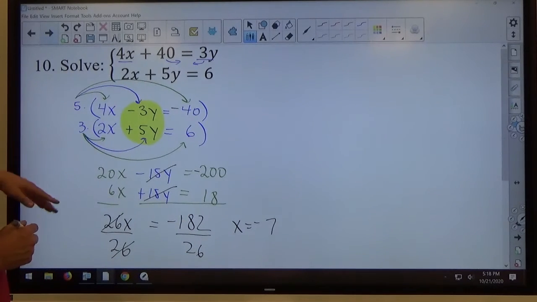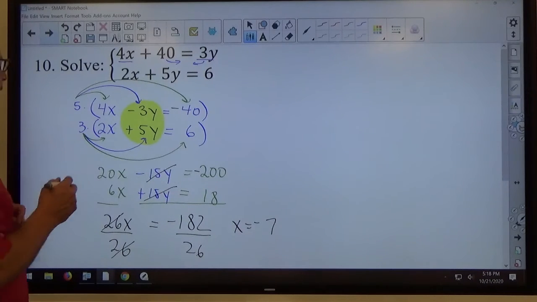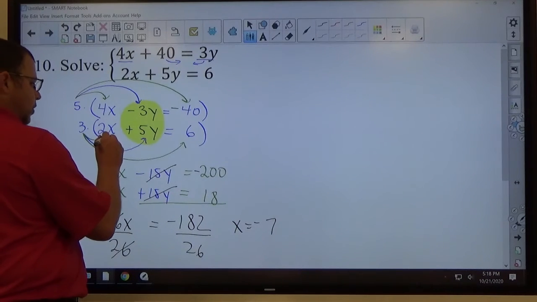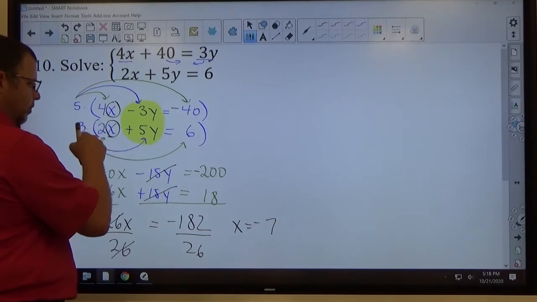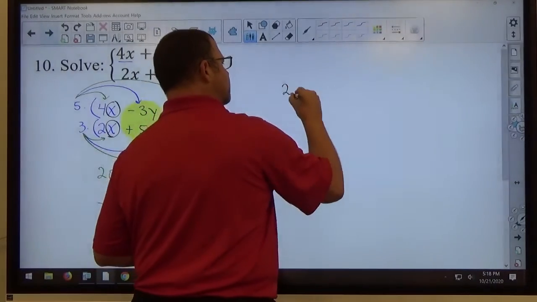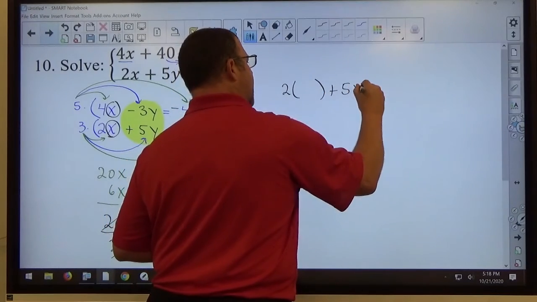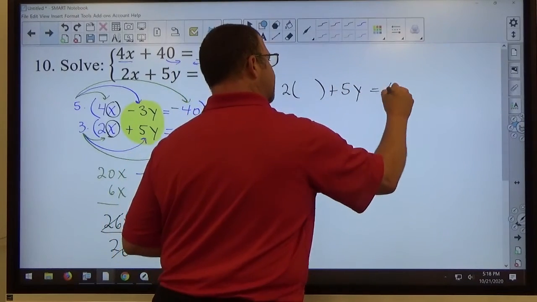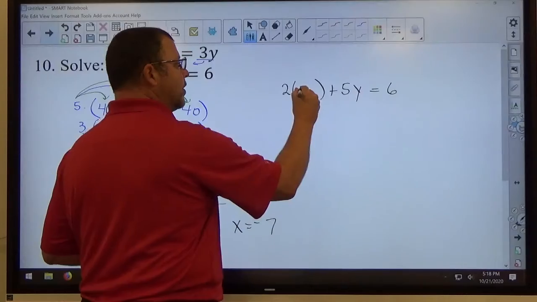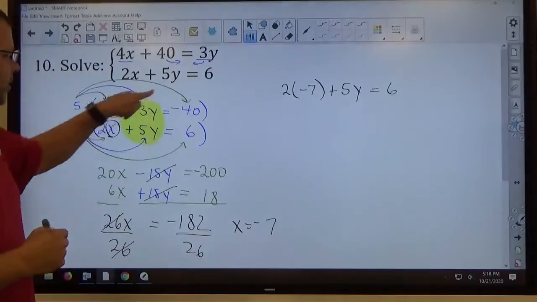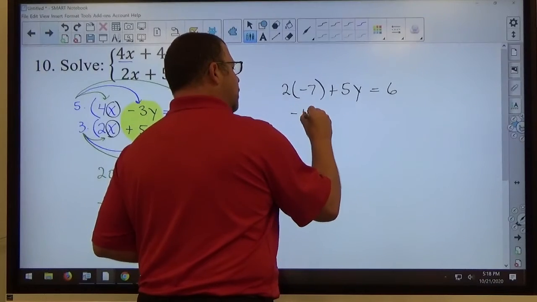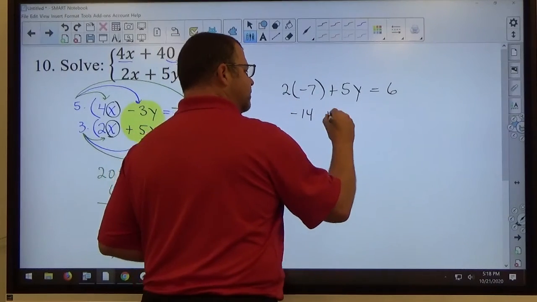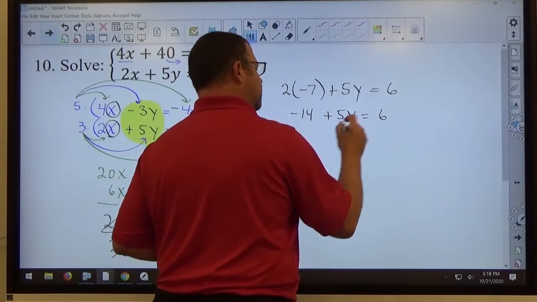Once we know what x equals, and it's a friendly integer answer, the best way to go back to find the other answer is just replace x, either here or here, with your answer. So I'm going to go to this bottom one. It says 2x plus 5y equals 6. X equals negative 7. So instead of writing 2x, I wrote 2 times negative 7. 2 times negative 7 is negative 14, different signs negative, plus 5y equals 6.